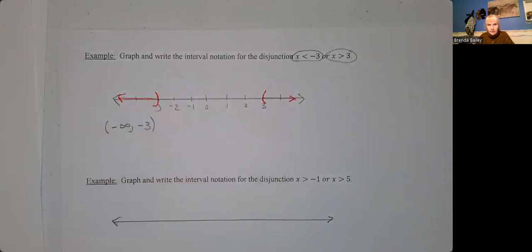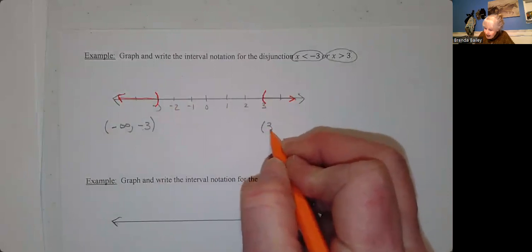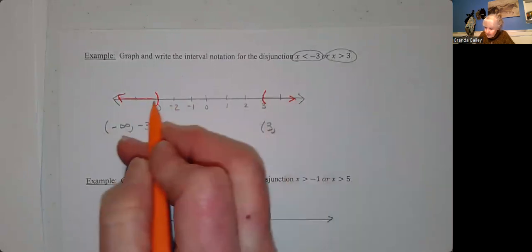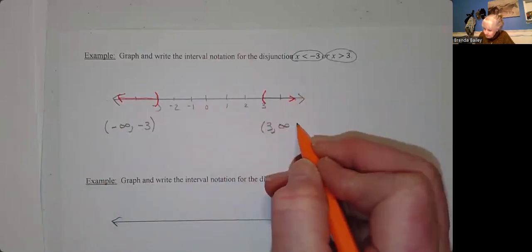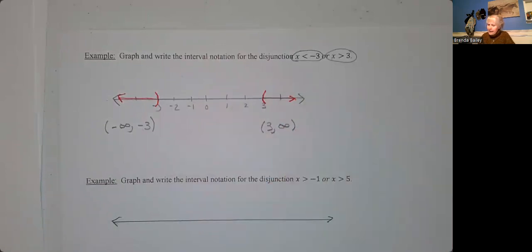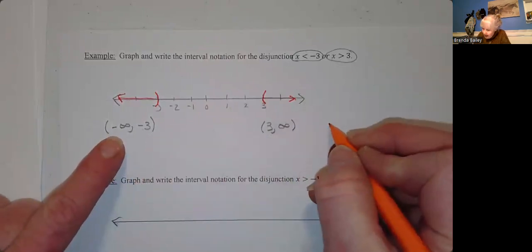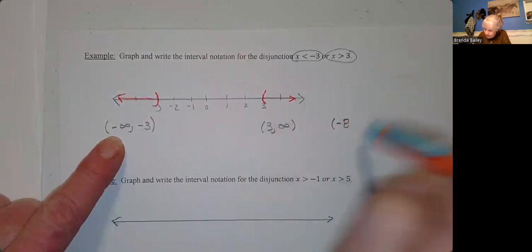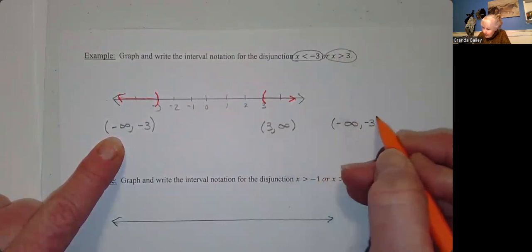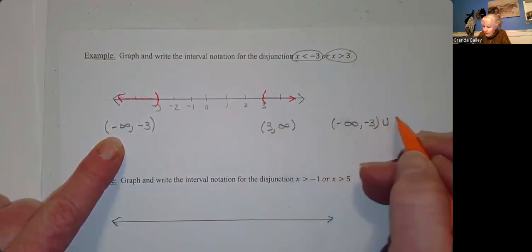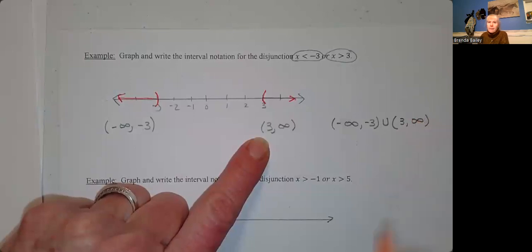From negative infinity to negative 3, and the left side of this section goes from 3 to infinity. Now, what you're going to have to do in Pearson when you write this is rewrite the whole thing. So we have negative infinity to negative 3, and you use your union symbol between these two sections, or Pearson will count it wrong.